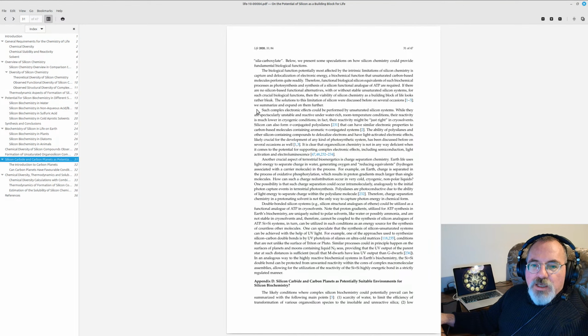Such complex electronic effects could be performed by unsaturated silicon systems. While they are spectacularly unstable and reactive under water-rich room temperature conditions, their reactivity is much lower in cryogenic conditions. In fact, their reactivity might be just right in cryosolvents. Silicon can form alpha-conjugated polysilanes that have similar electronic properties.